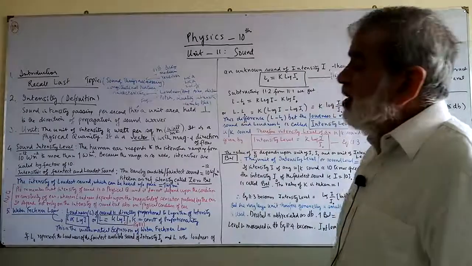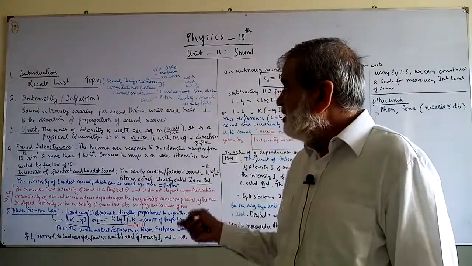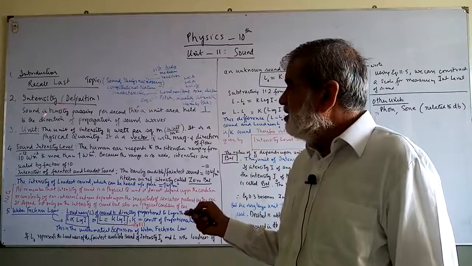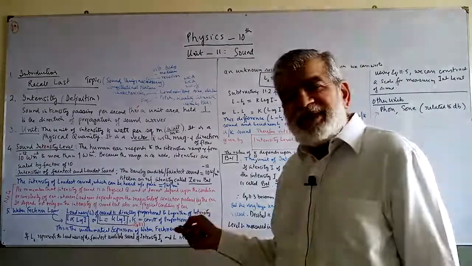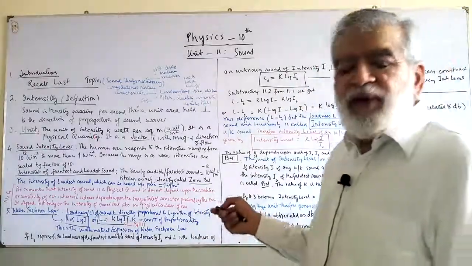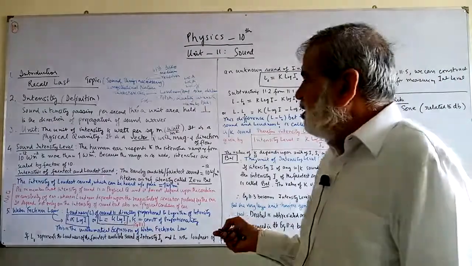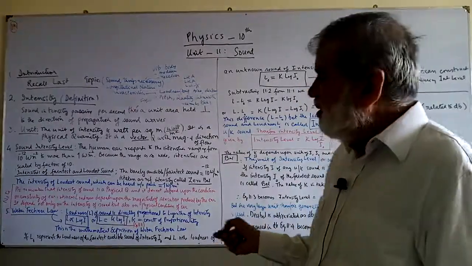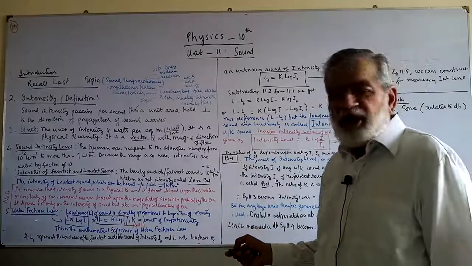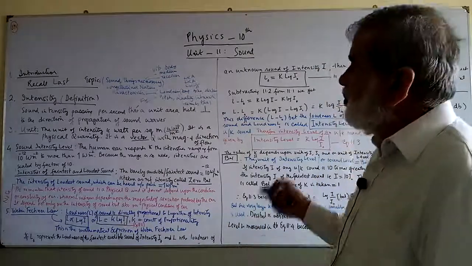Now another very important thing that we have to cover after going through all this: the intensity of sound, its definition, the units, the sound intensity level, the sound intensity of the faintest audible sound, and the sound intensity of the loudest sound. Taking this and the conditions that depend upon it, we now move to the Weber-Fechner law. It is a very famous law, and this is the law which concerns this intensity level.